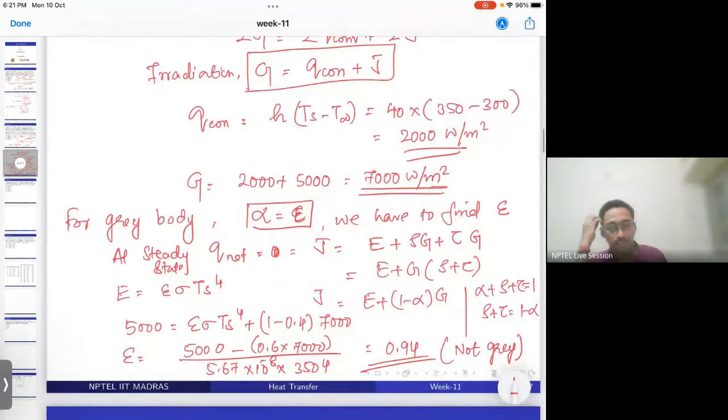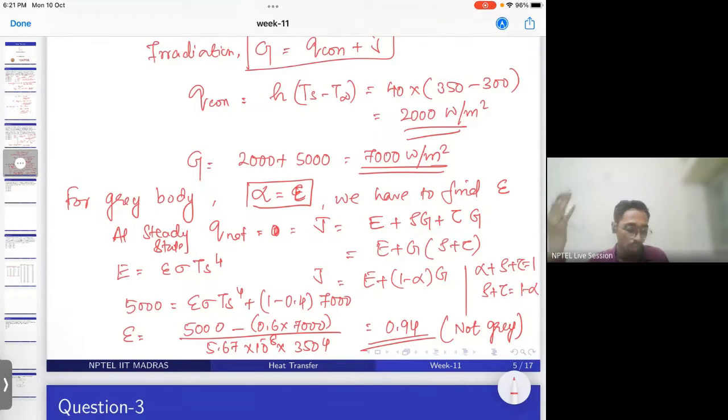That is, at steady state condition, whatever energy is coming should be leaving. Then only we can have the steady state condition. So whatever energy is coming in as irradiation should leave the body. So the radiosity will be equal to that. What is the radiosity? That is the radiant energy that is leaving the surface.